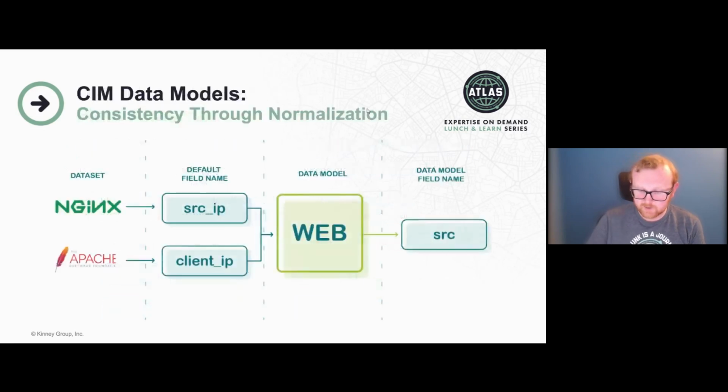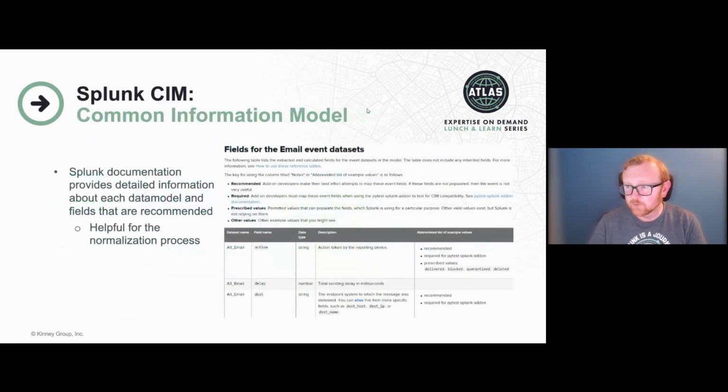And that's, once we go back to the documentation, how it says dataset name, field name, description, etc. This is how you know the data model specific names they're looking for, that you'll alias your data field names to.